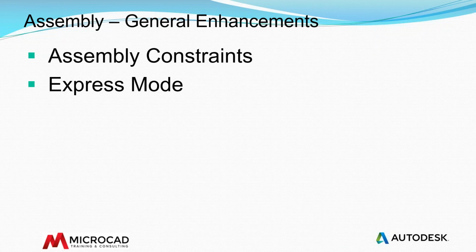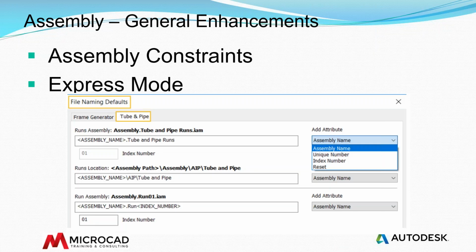You can now create and edit 2D sketches, work feature selection and visibility controls, visibility for shared and unconsumed sketches, and a selection priority. You can now select sketch features, and all of this can be done in Express mode. The file name and default dialog box now includes a tube and pipe tab where you can specify how tube and pipe runs the files and folders get created and named.